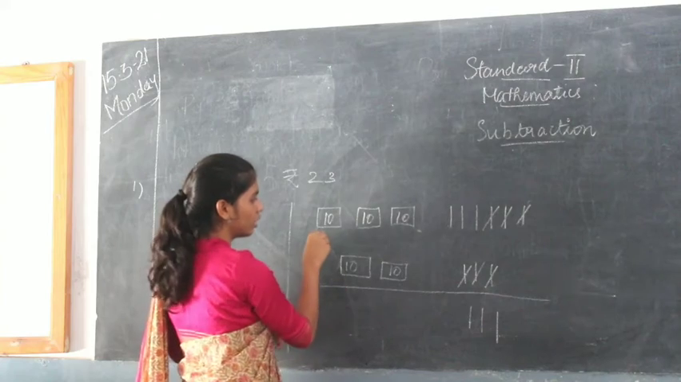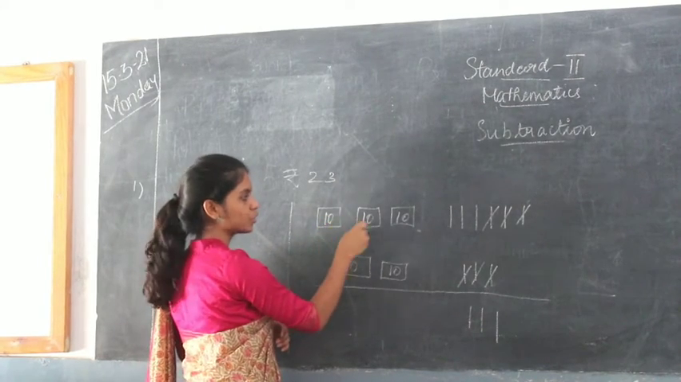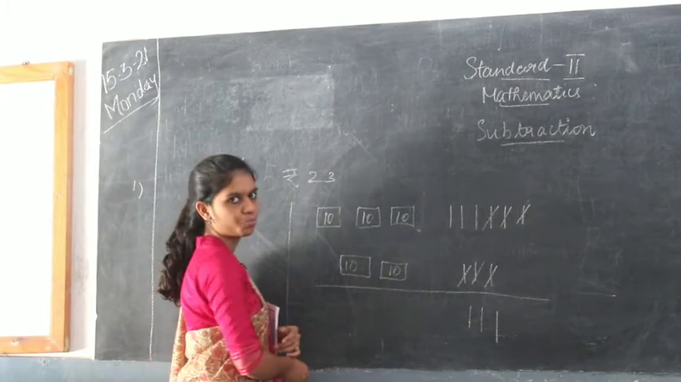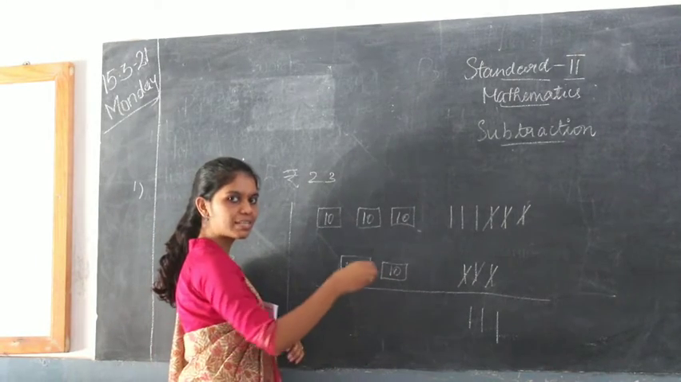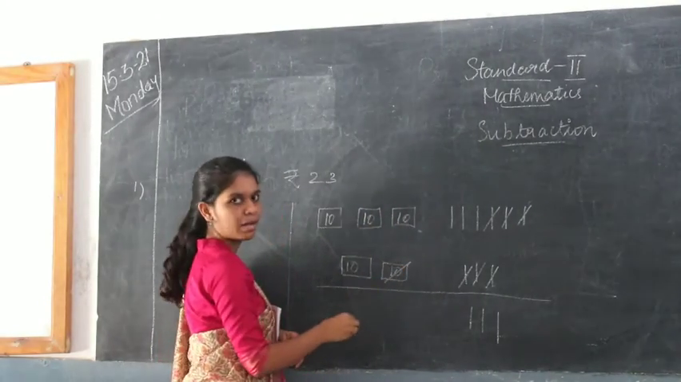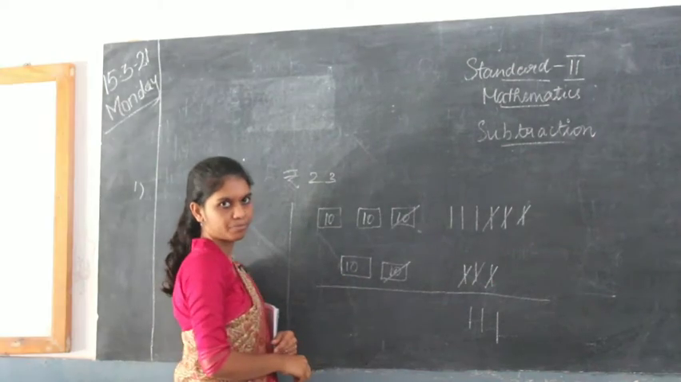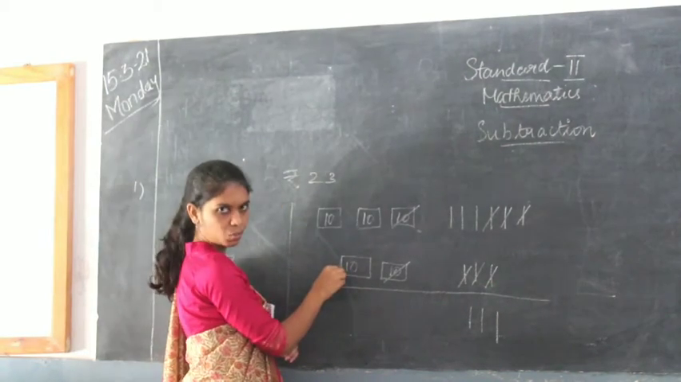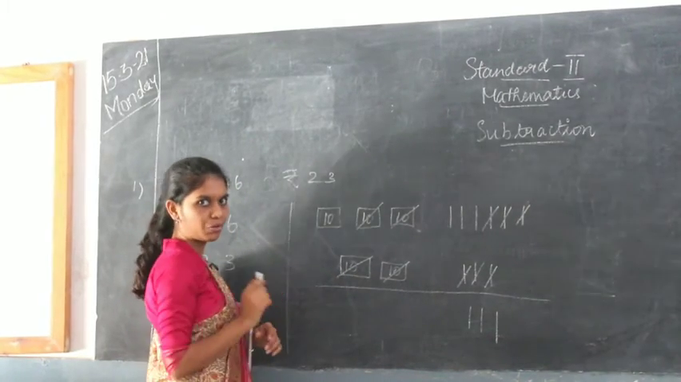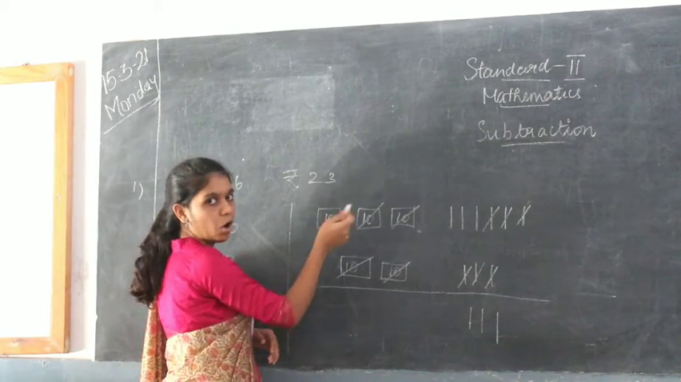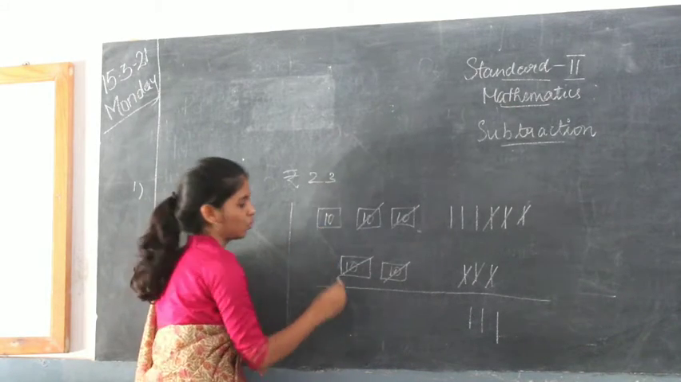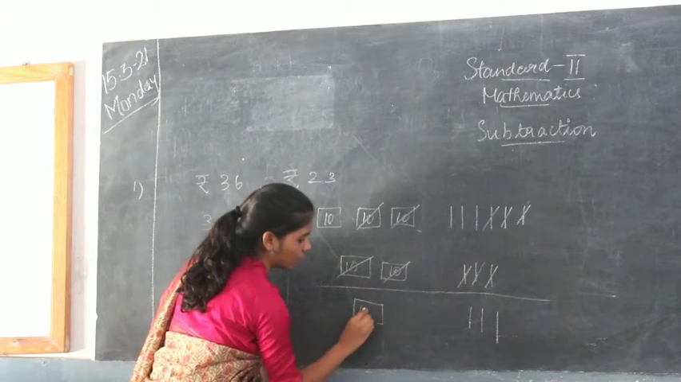Look here, how many tens are there? 1, 2 and 3 tens. And here how many tens are there? 1 and 2. So you should cancel 1 ten here and 1 ten on the top. The same way, cancel here 1 ten and then 1 ten. Are there any more tens on the top? No, right. So how many tens are left on the top? 1. So you will write 1 ten on the top.